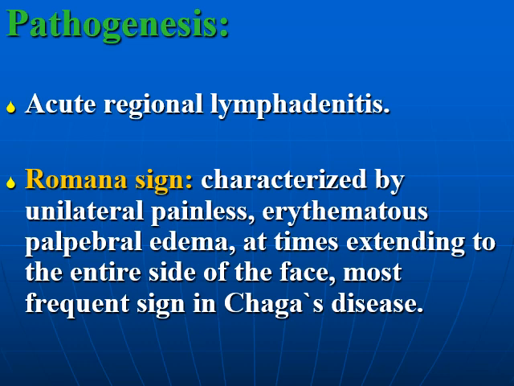Pathogenesis of American trypanosomiasis: acute regional lymphadenitis. We have two signs. Romana's sign is characterized by unilateral painless erythematous palpebral edema, which in time extends to the entire side of the face, the most frequent sign of Chagas disease. This picture indicates Romana's sign. As we see here, the palpebral edema is around the eye, and in time it will extend to the entire face.